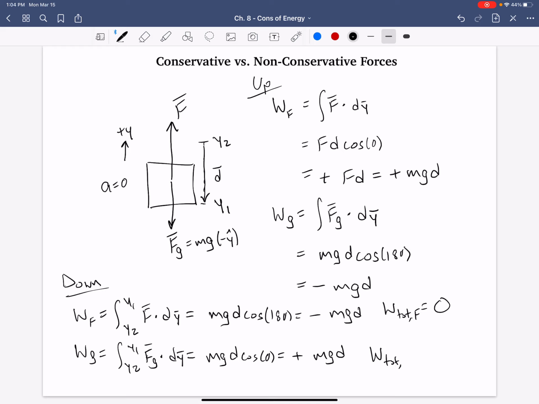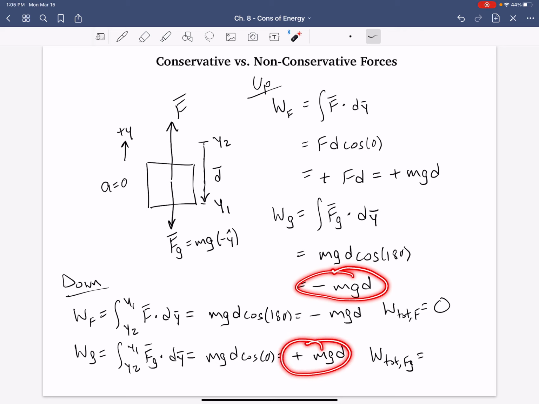Similarly, the total work done by the gravitational force in this process from y1 up to y2 and back down to y1 is negative mgd plus positive mgd. So again, it's 0.